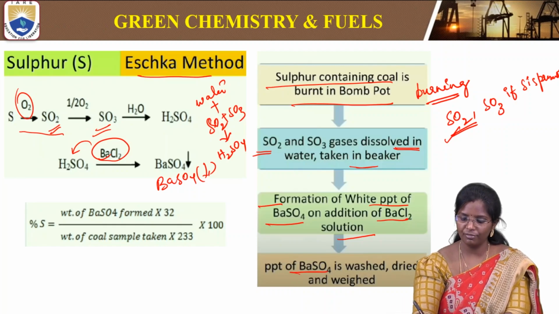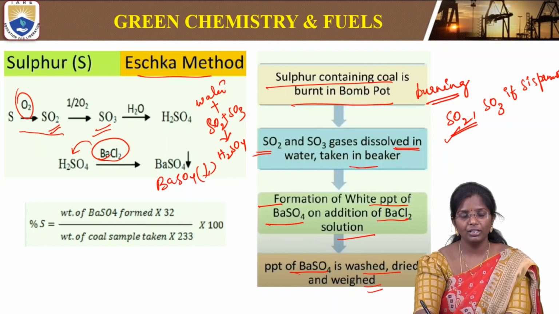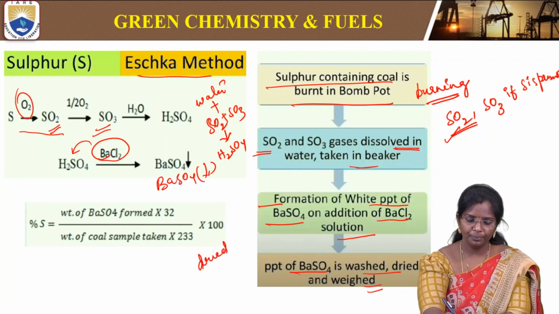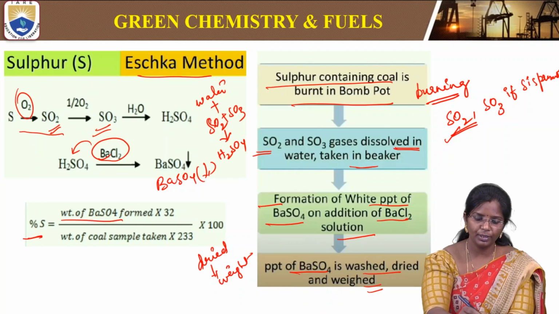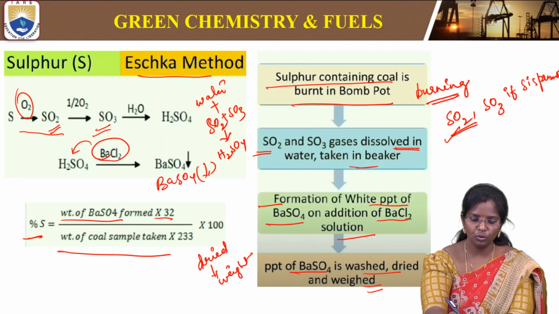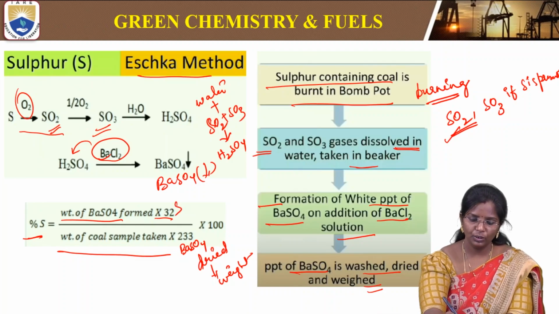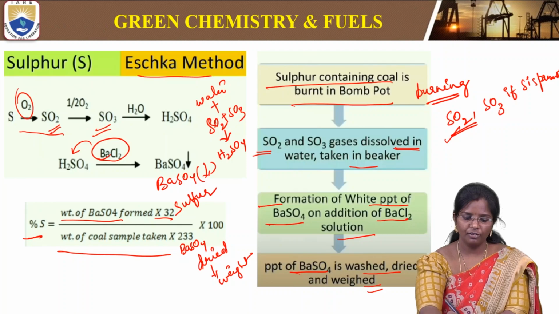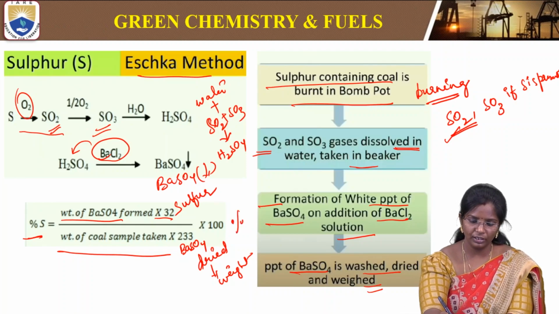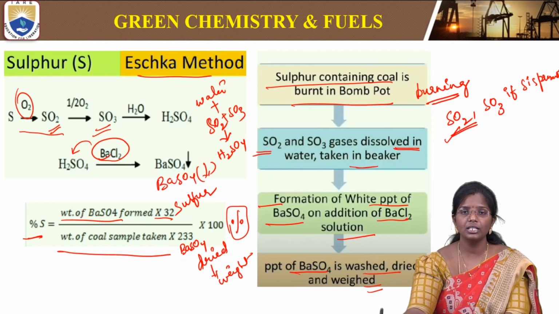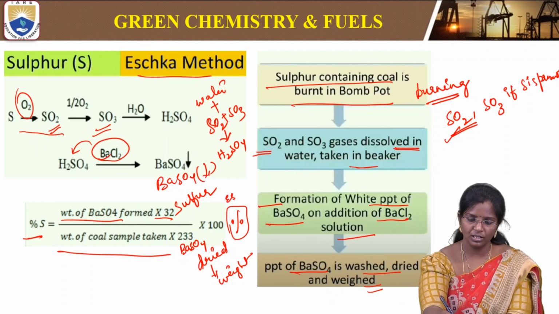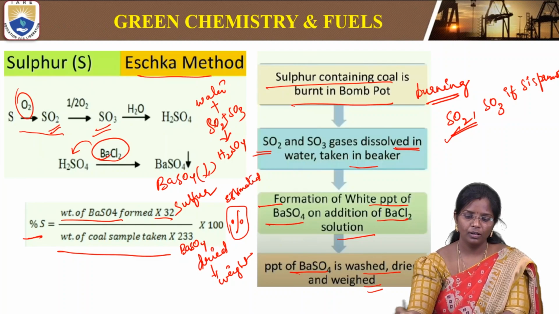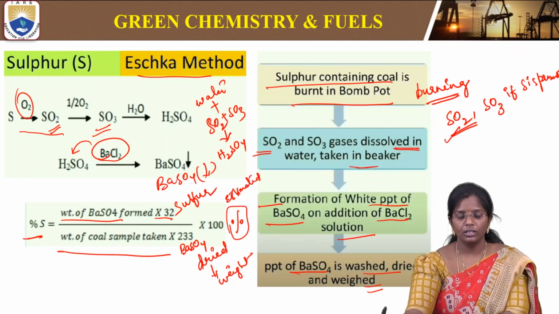The precipitate of barium sulfate is washed, dried and weighed. The percentage of sulfur is equal to the weight of barium sulfate formed times 32, divided by the weight of the coal sample taken times 233, and multiplied by 100. Here 233 is the molecular weight of barium sulfate and 32 is for the sulfur. This is how sulfur is estimated, a very simple method wherein sulfur in the coal sample is tested.